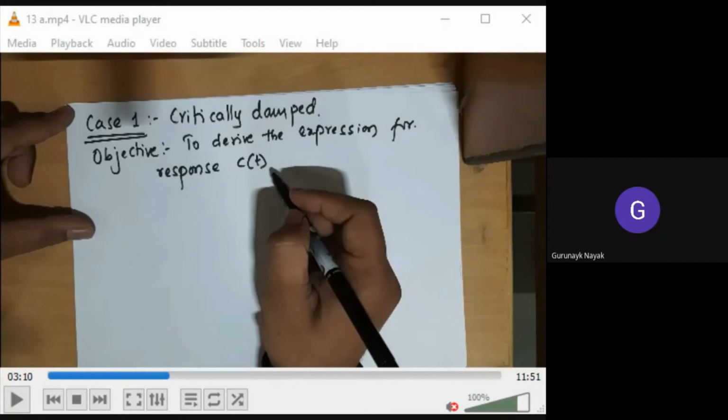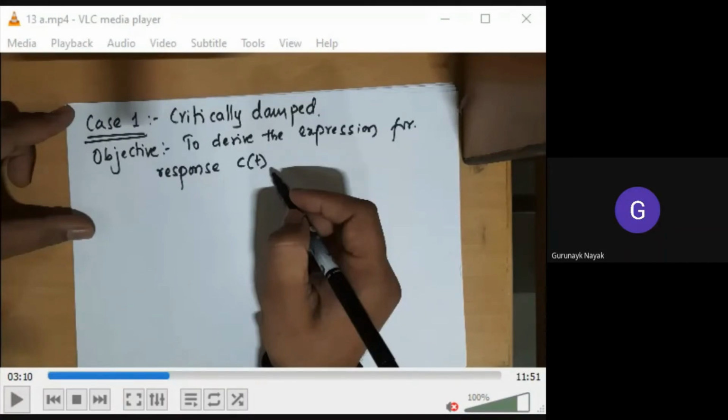36 divided by s plus 6 into s plus 6. Simplest. So for the zeta equal to 1 case, let us take an example of 36 divided by s plus 6 into s plus 6. Correct? So if you take this, will you end up with zeta equal to 1 now?